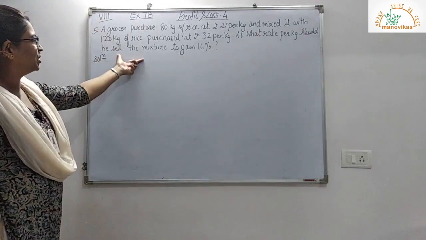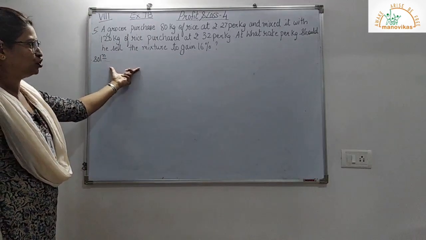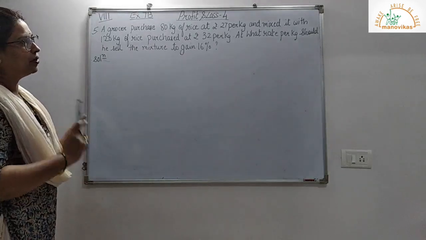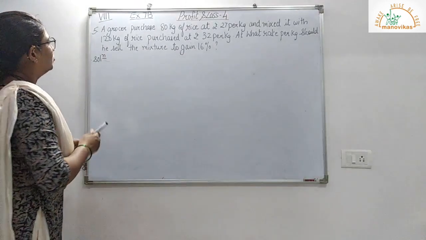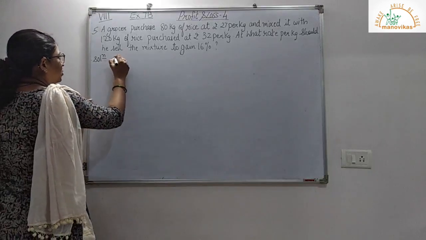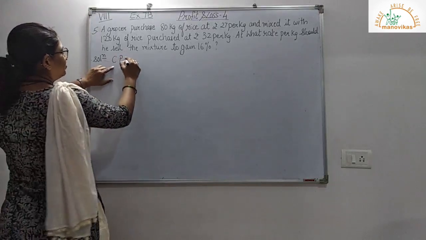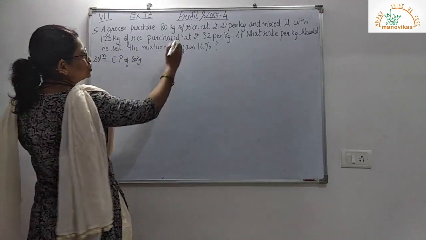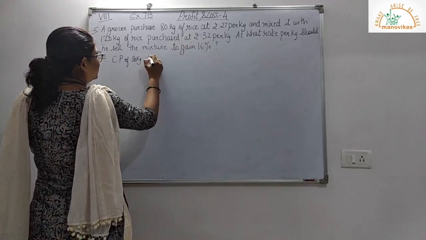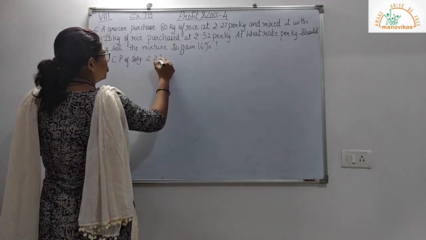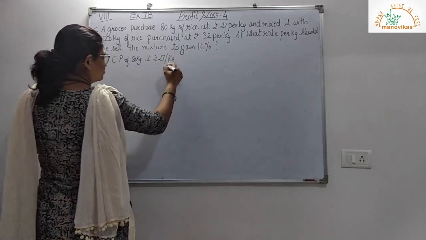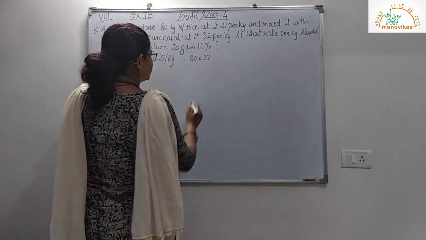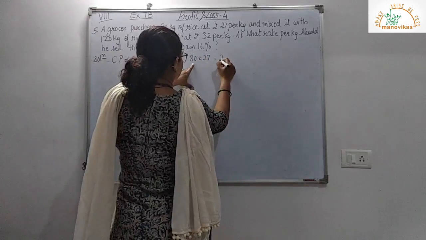So here we have to find the selling price of the mixture, right? And after that we have to find the rate per kg. Now first we start with, we find the cost price of 80 kgs, which was purchased at rupees 27 per kg. So which is equal to 80 into 27, right? So how much we get here?